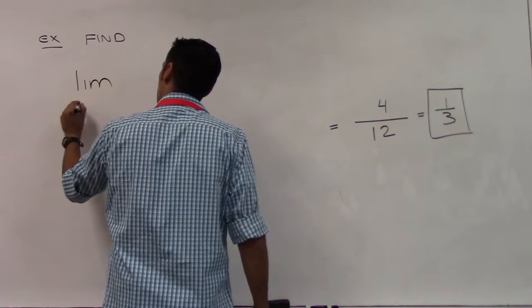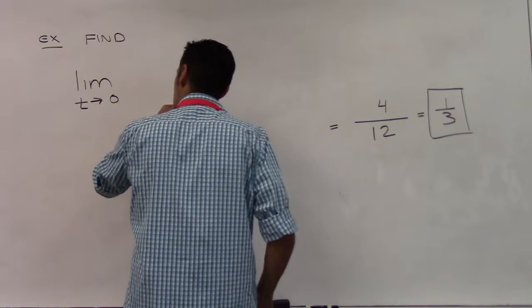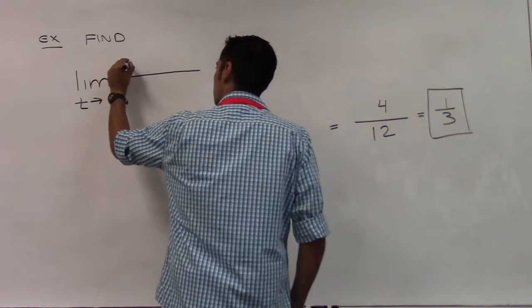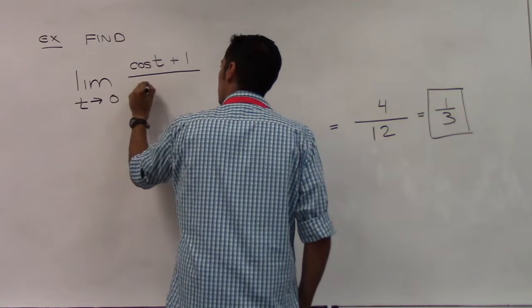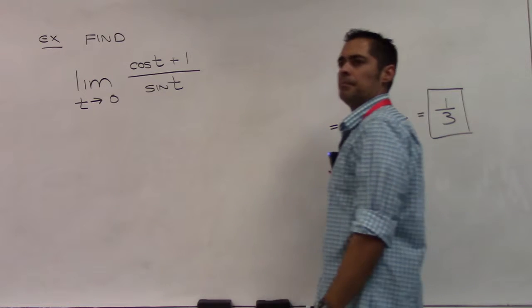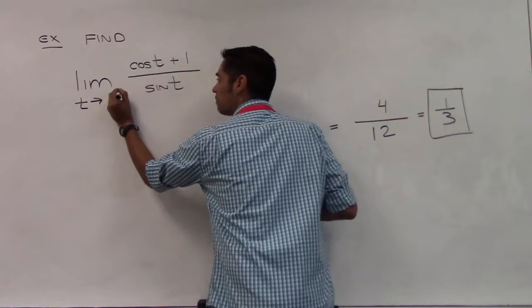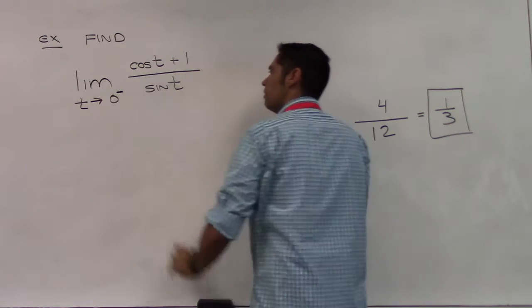Limit as t goes to 0 of (cosine t plus 1) over sine t. So bring in the trig function now. And let's approach 0 from a side. Let's go from the left side of 0.